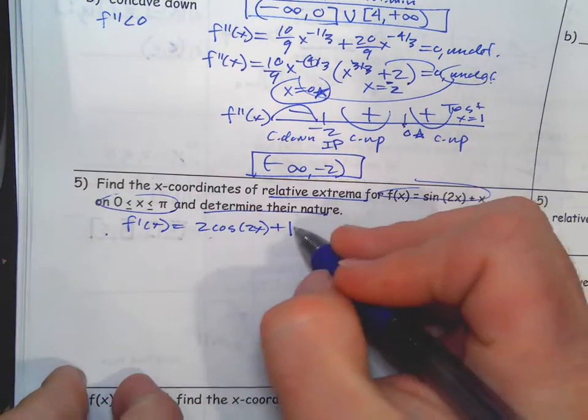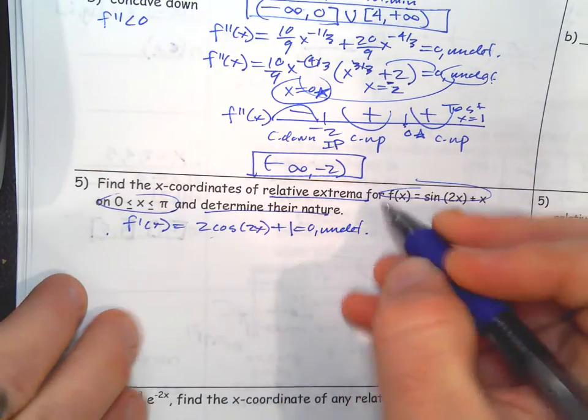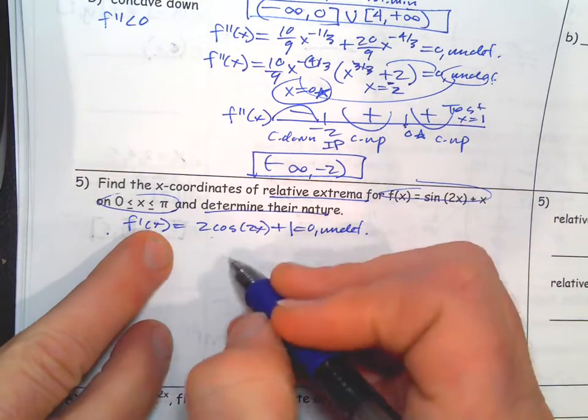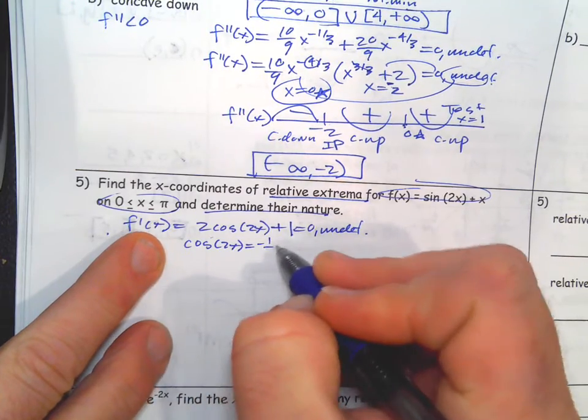So we're going to set it equal to 0 or undefined. You need to write that. If you're not writing it, I'm going to take off points for that, anytime you're looking for critical points. So cosine 2x equals -1/2.